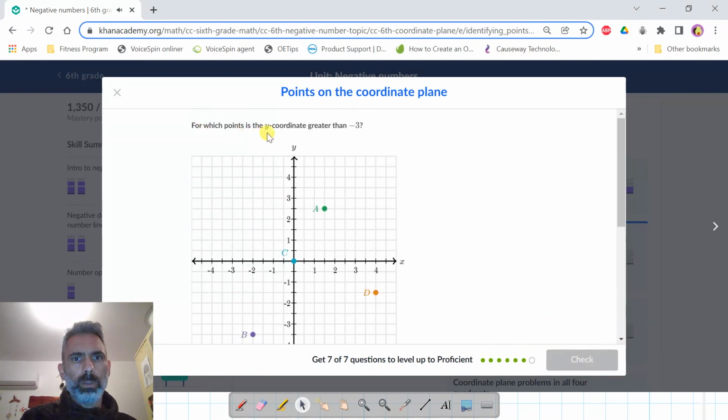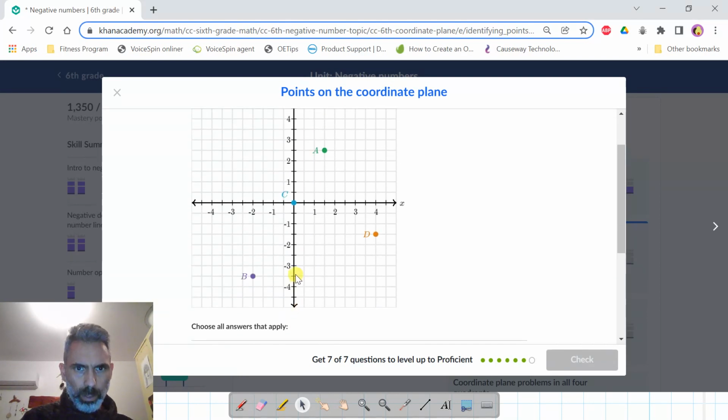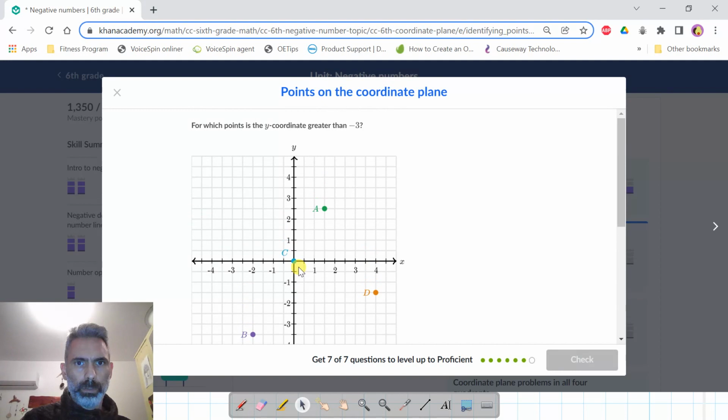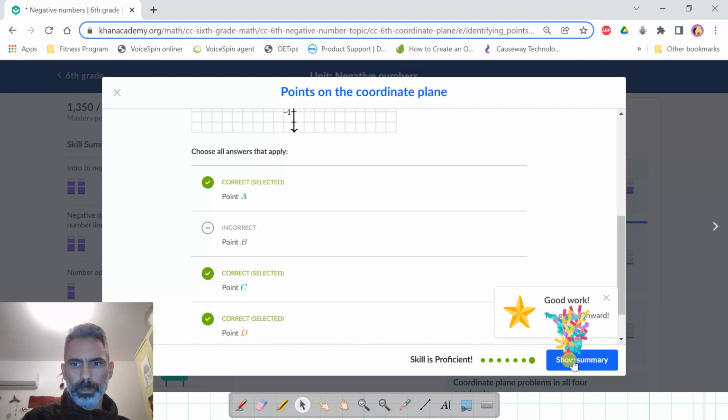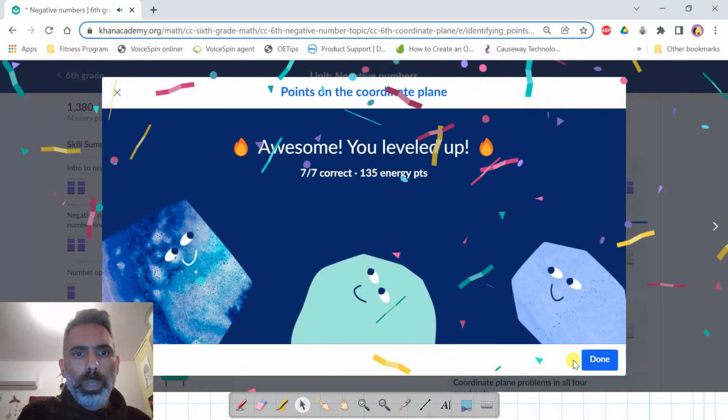For which point is the y-coordinate greater than negative 3? Okay, so negative 3 is here, the only one that's beneath negative 3 is B. D is negative 1.5, C is 0, and A is 2.5, so D, C, A is above negative 3. Okay.